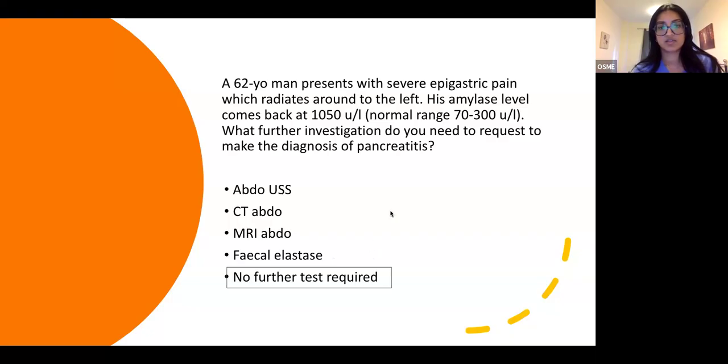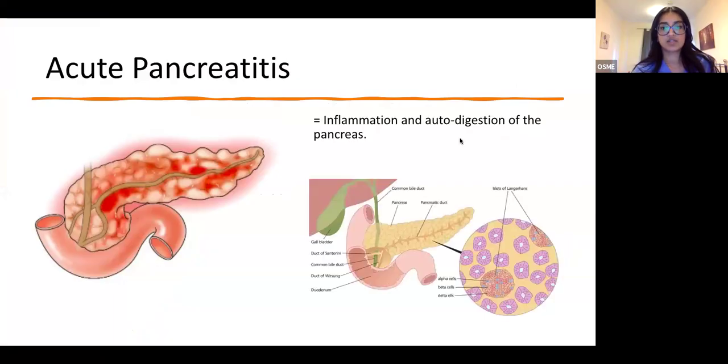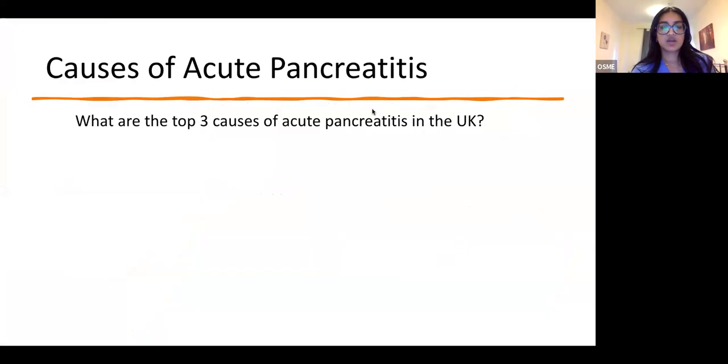Okay, so that leads us nicely onto the topic of acute pancreatitis. So this is inflammation, and this leads to the release of pancreatic enzymes. Those pancreatic enzymes then lead to autodigestion of the pancreas. It's very serious, can be life-threatening, and is managed supportively. So this is very common. I feel like it's drilled into you in med school.